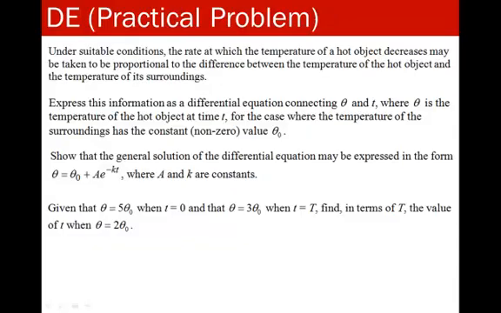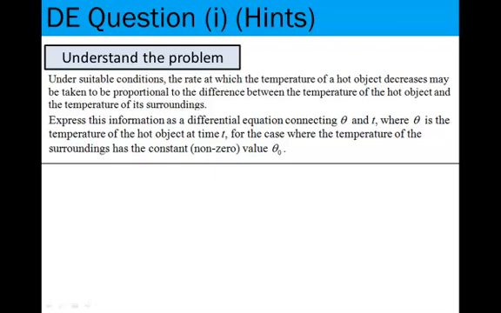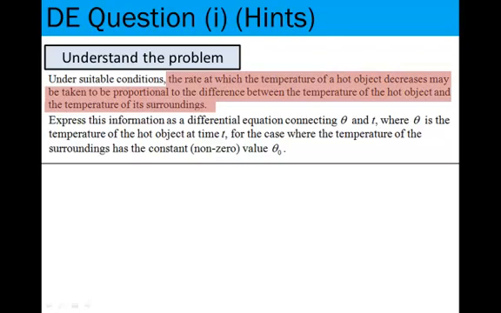In this particular practical problem, we have an object whose temperature is higher than that of its surroundings, and we are interested to find out how the temperature of this object is going to change with respect to time. So first of all, we try to understand the problem. The problem says that the rate at which the temperature of a hot object decreases may be taken to be proportional to the difference between the temperature of the hot object and the temperature of its surroundings.